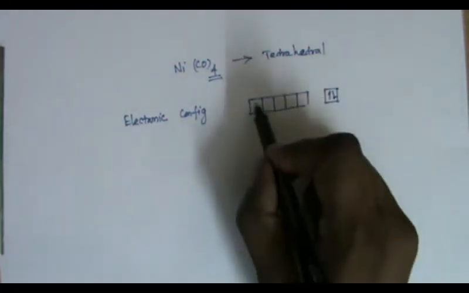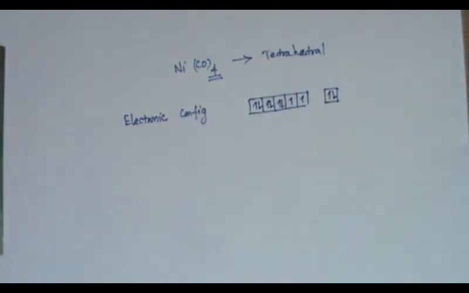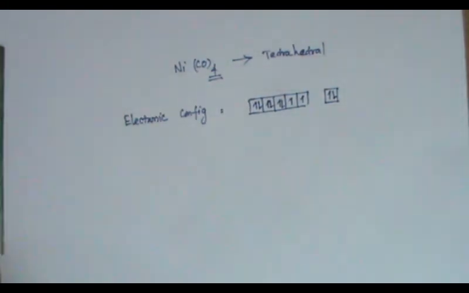In this there will be 2, here there will be 8 electrons. So this is the electronic configuration. You should know the electronic configuration. There is no other option. Now look at this. This is the electronic configuration.